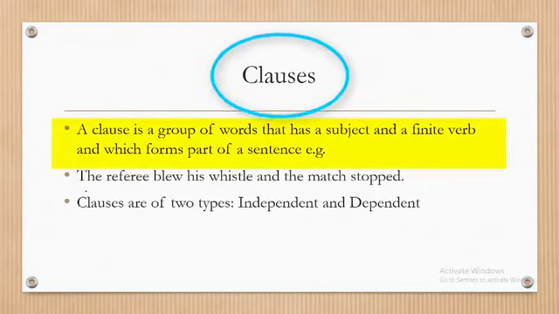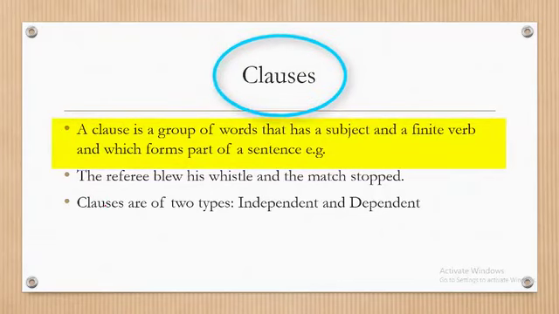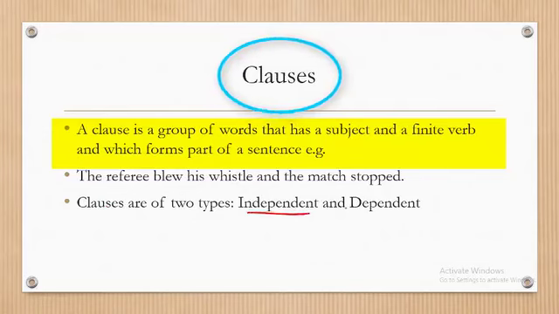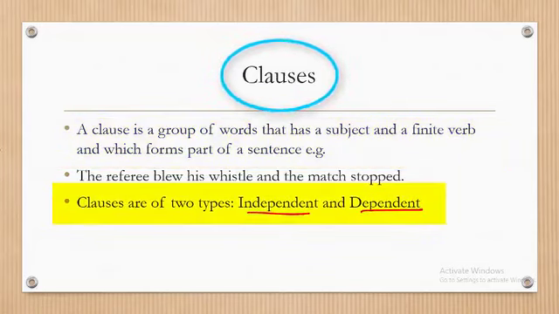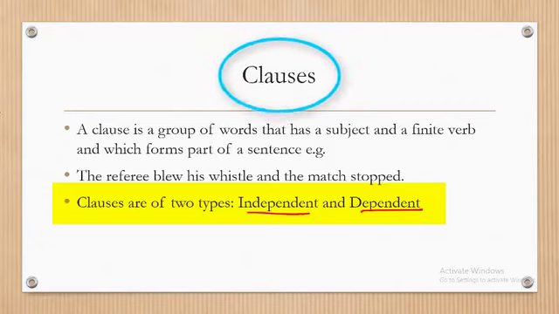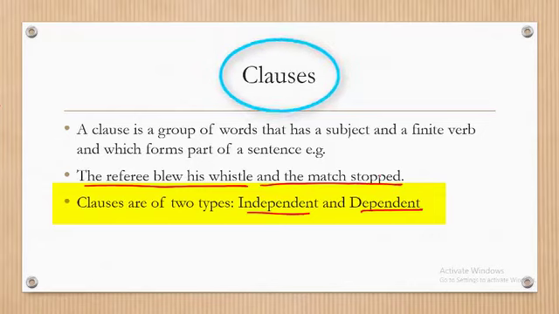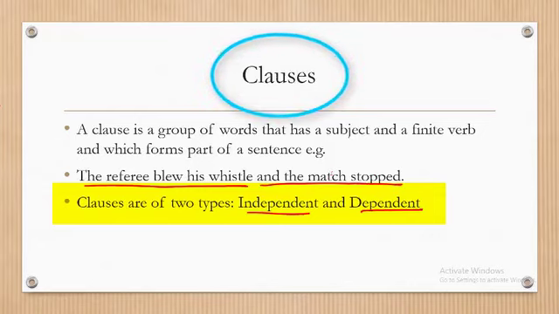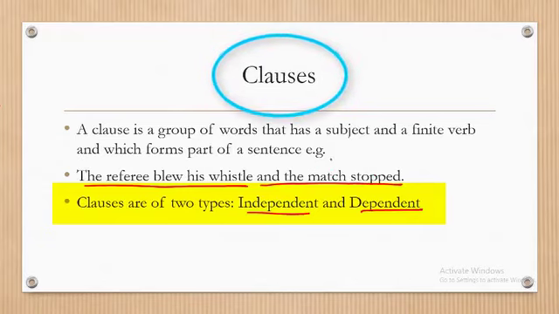Then, for instance, we have what you call the types of clauses. The independent clause and the dependent clause. So, the independent clause here could be the referee blew his whistle. Then the dependent clause there is and the match stopped. So you can see and the match stopped is a clause. The referee blew his whistle is also another clause.